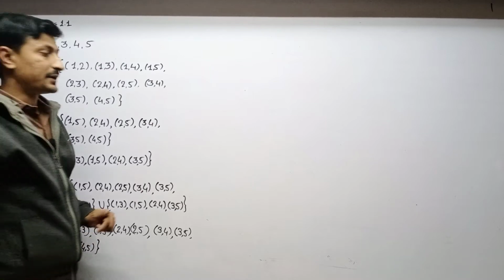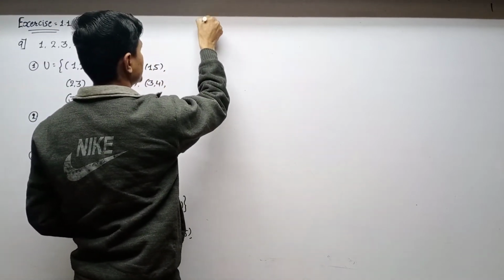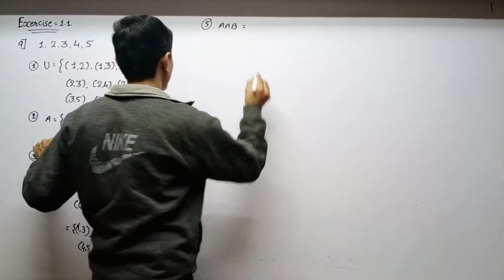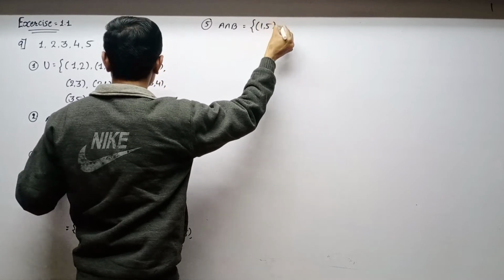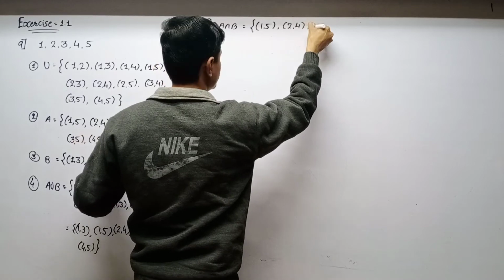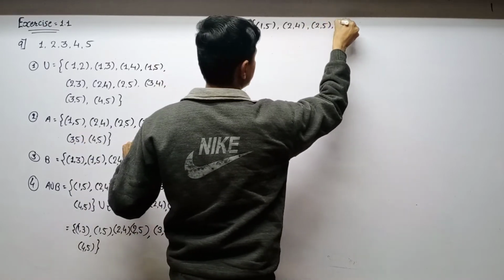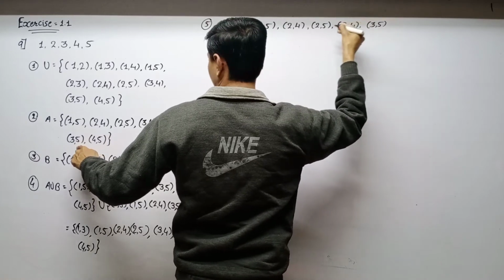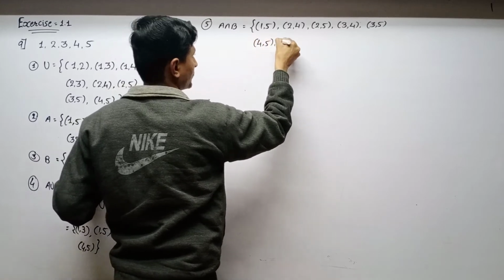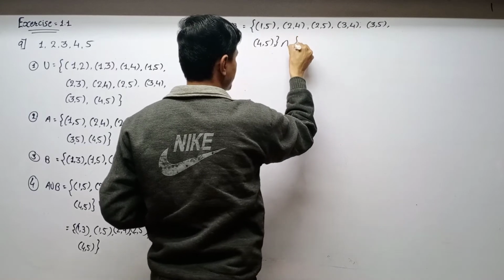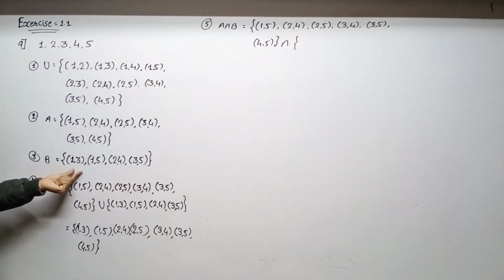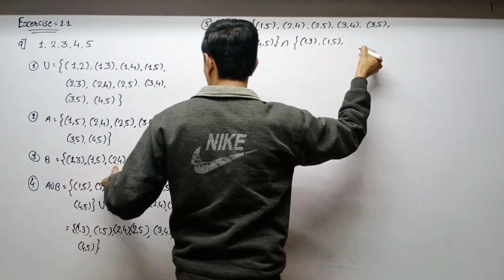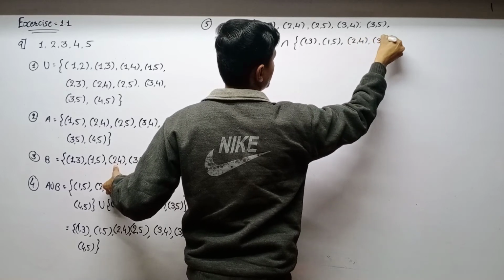Next, number 5: A intersection B, find out. First of all, write set A, all the members, in curly brackets: (1, 5), (2, 4), (2, 5), (3, 4), (3, 5), (4, 5). Between them, an intersection sign, and in another curly bracket, set B, all the members: (1, 3), (1, 5), (2, 4) and (3, 5).